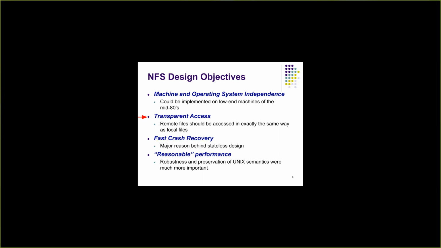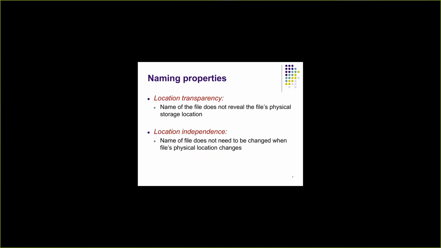Now, in this part, we will look into transparent access, how NFS provides transparent access to the files. So when we are naming anything, any entity, file, or process, whatever, here we need two properties that make the naming transparent. One is location transparency and the other is location independence.